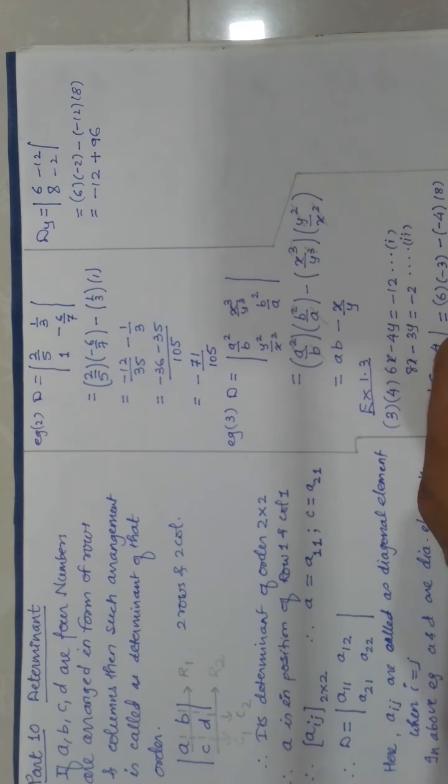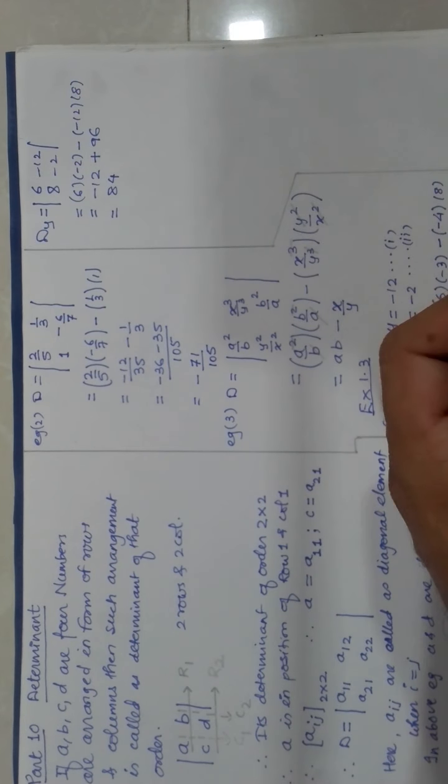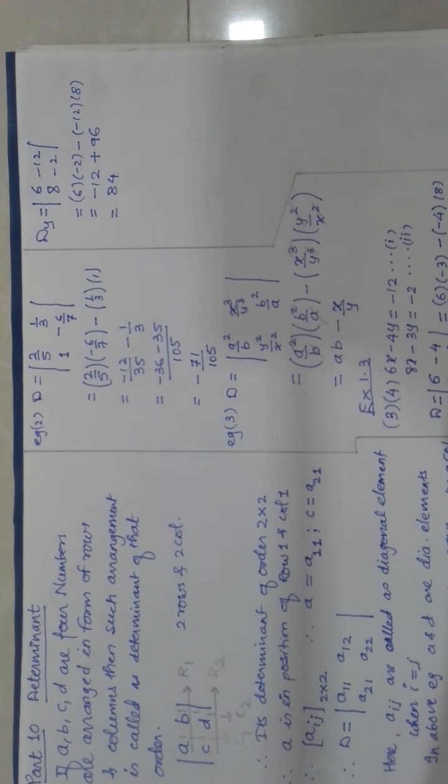Correct? Am I correct? Yeah, 12 8s are 96. Now it is 12 having minus sign and 96 having plus sign. So obviously you will get the subtraction to be, I suppose, 84. Agreed? Yes. So dy I got as 84. Now we have got D, we have got dx and we have got even dy.